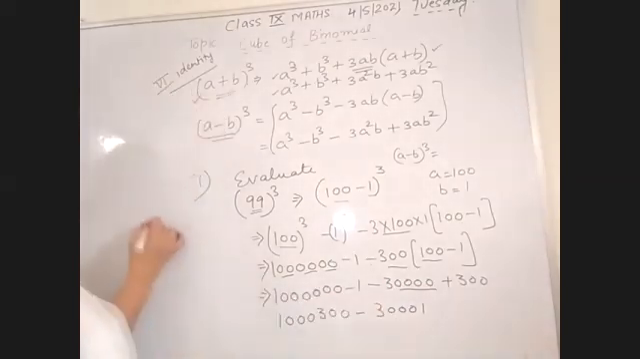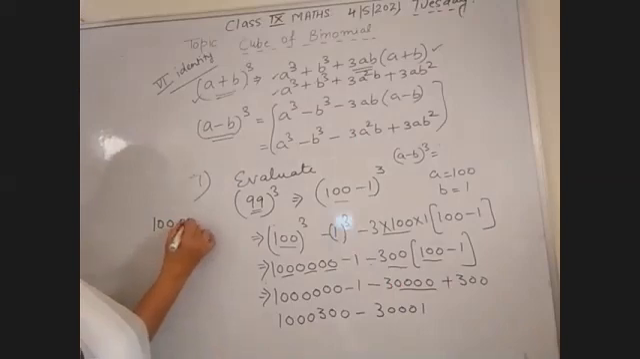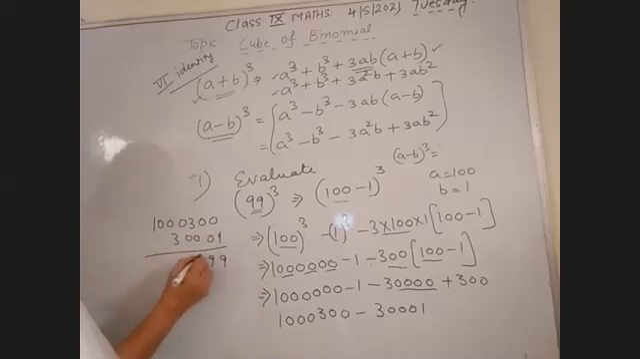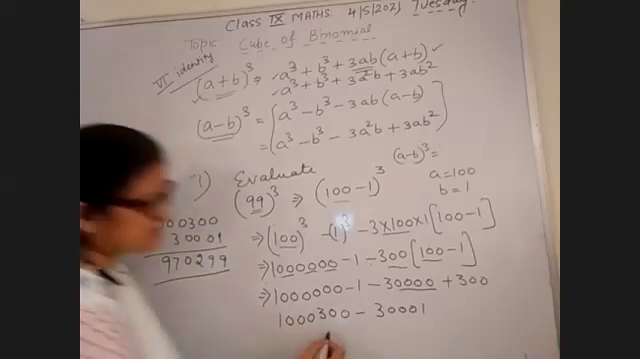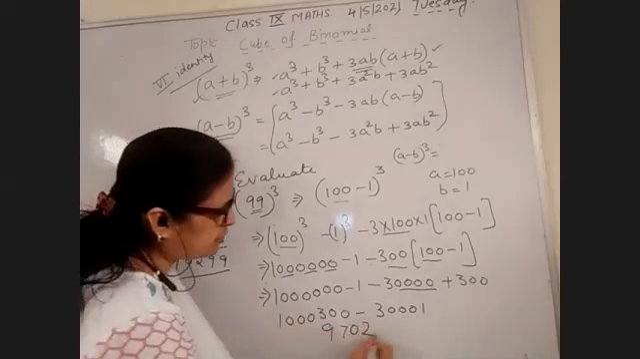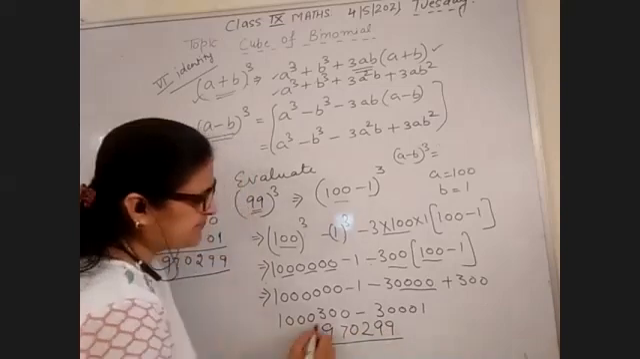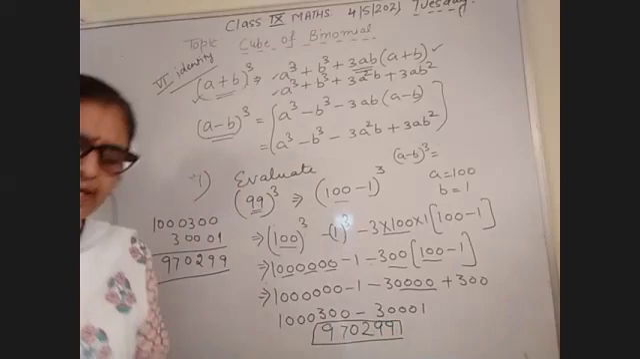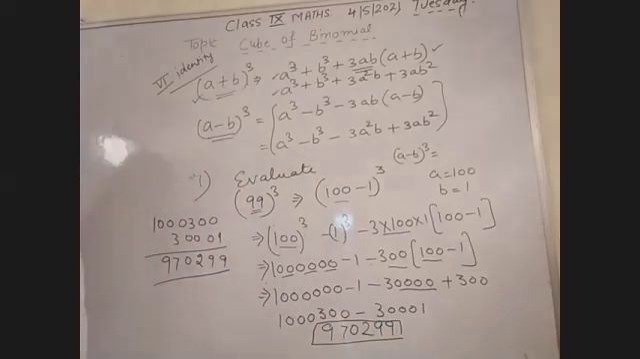Now you subtract 30,001 from 10 lakh 300, you have to subtract. Now it is equal to 970,299. This is the answer of this question, 970,299. Note down this question in your notebook.